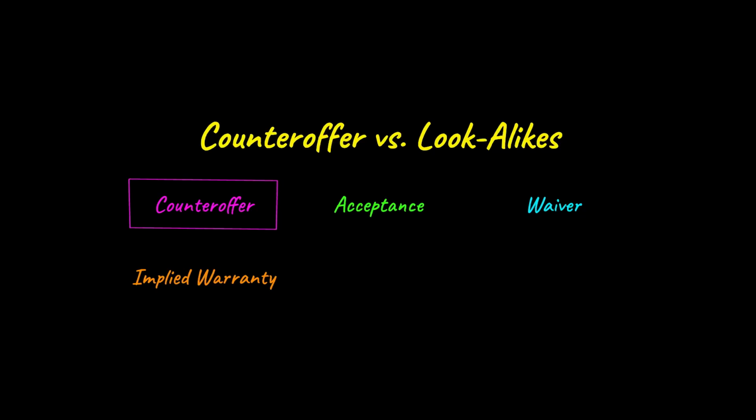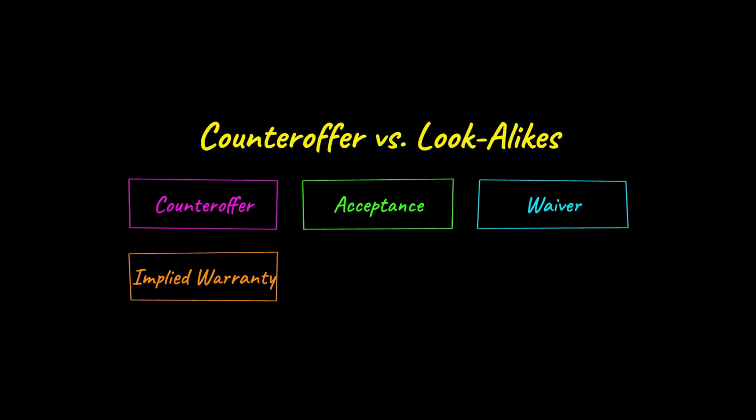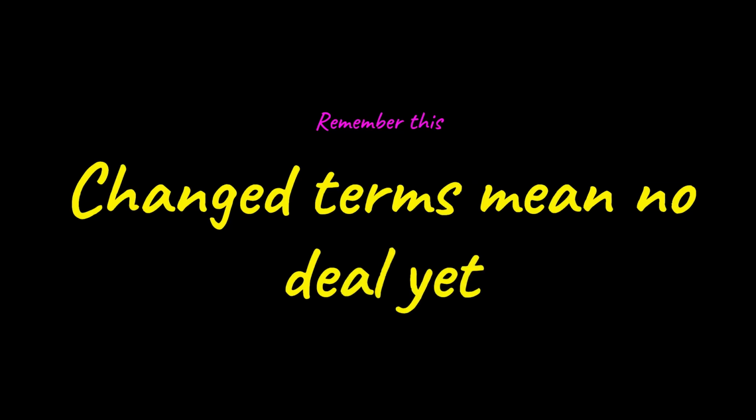An acceptance matches the application exactly with no changes. A waiver is the voluntary surrender of a known right. An implied warranty is a promise the law reads into the contract. Only changed terms on a new policy make it a counteroffer. Whenever an insurer responds by adding cost, tightening coverage, or attaching conditions, that's a counteroffer, and contract formation waits on the applicant's acceptance. Changed terms mean no deal yet, and the applicant gets the final word.